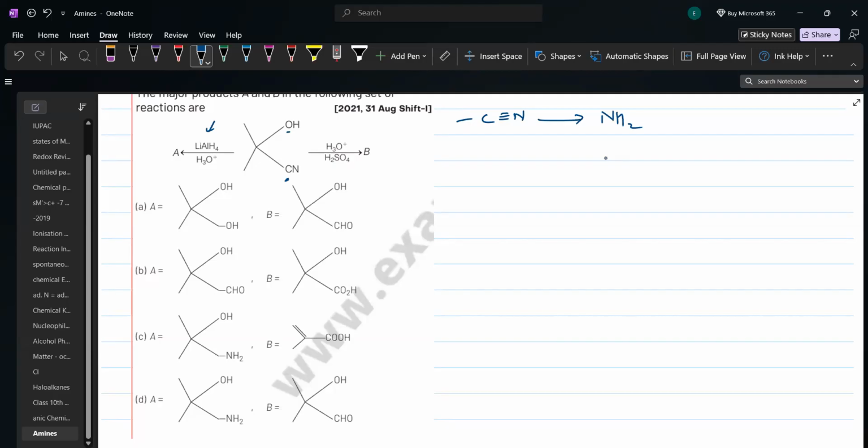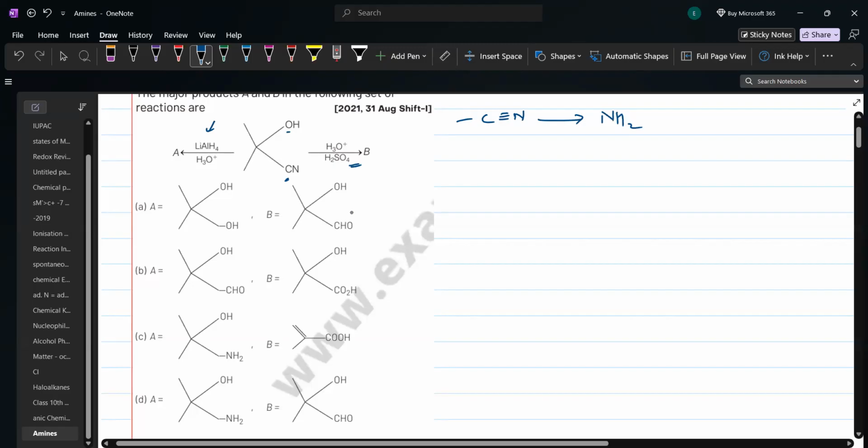So what should be the final answer? Sir, is it C? Yeah, it is C. Good. It will form CHO, and what is this? H3O plus, highly concentrated acid. So elimination will happen. So that is why C is the correct option.